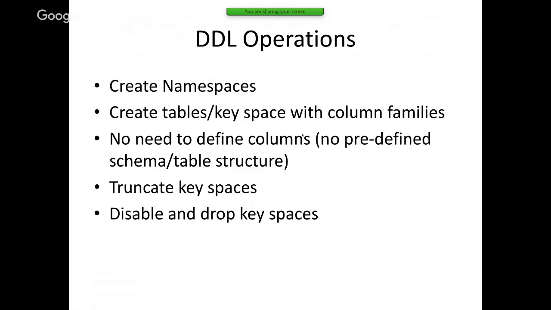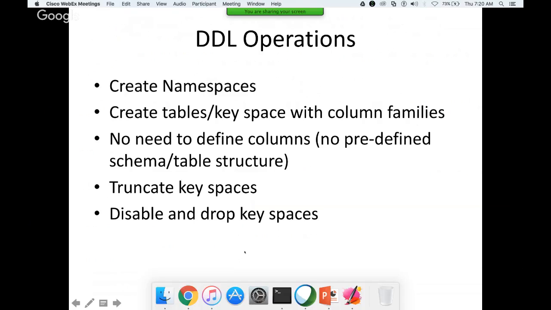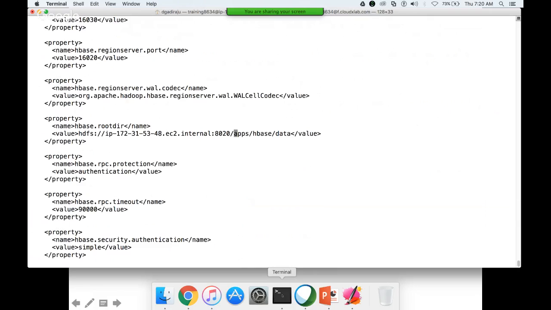DDL operations I have already seen. I have already shown you creating the namespaces, create tables or key spaces with column families. No need to define columns when you create the table. I will explain why once we get into the data modeling. We can truncate the key space. To drop the key space, we have to disable and drop. We cannot drop it directly.